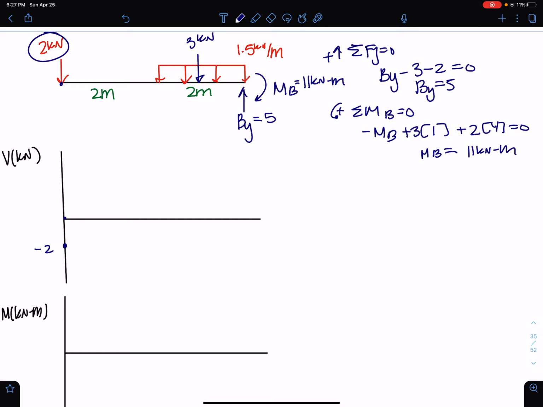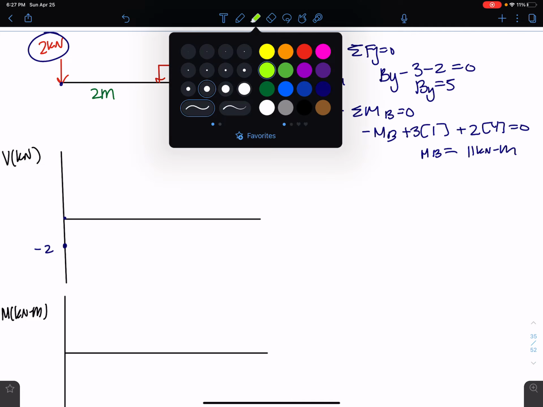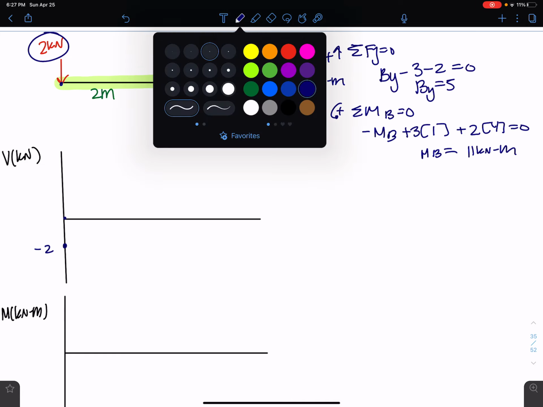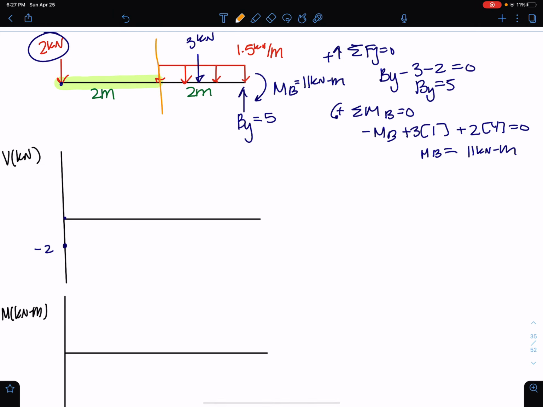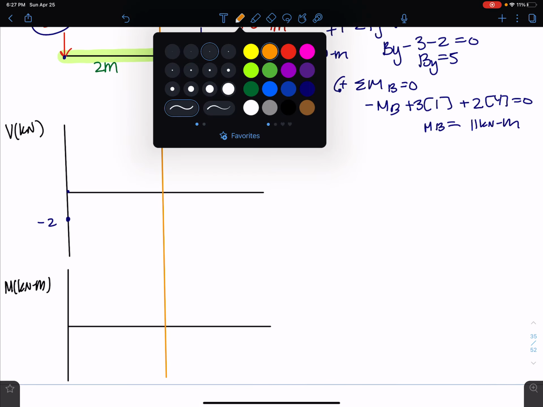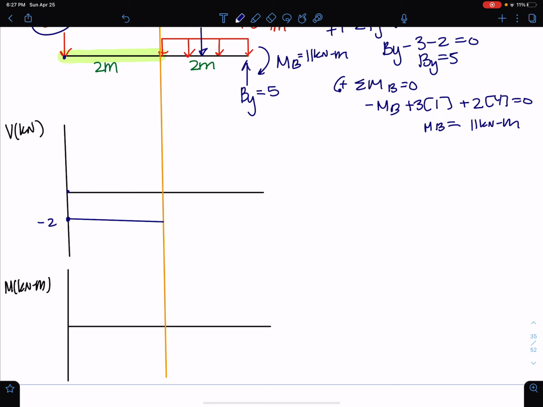Okay. For the first 2 meters, from here to here, I have no change in the shear. So let me go ahead and draw a line here so I can see where that discontinuity ends. Okay. So until that orange line, I have no change.